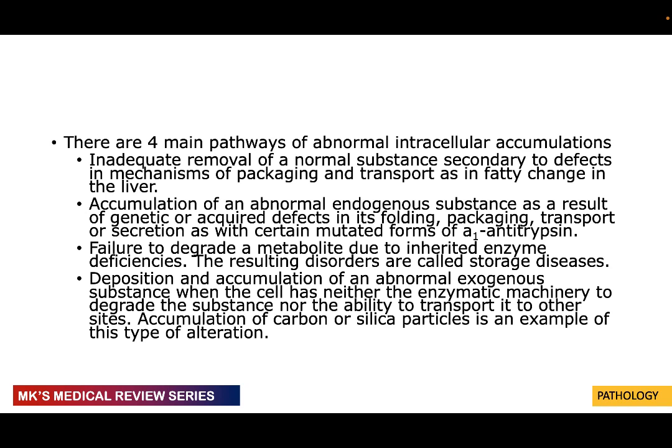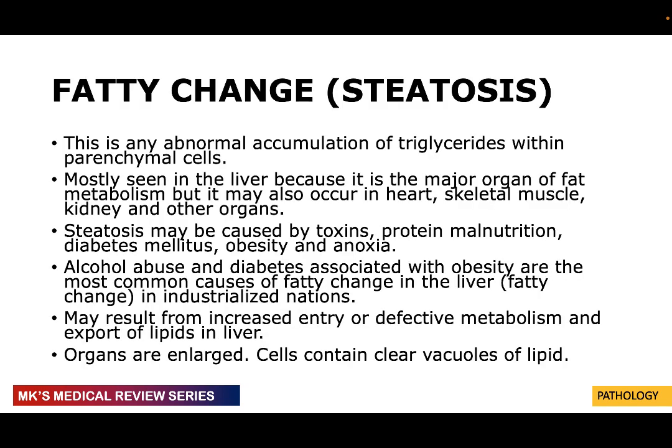The third type is failure to degrade a metabolite, due to maybe an enzyme being absent in the body. This is very common with storage diseases. The fourth type is accumulation of abnormal exogenous substances when the cell doesn't have the enzymes it needs to break down and degrade the substance, or it doesn't have the ability to transport it to other sites. For example, if carbon accumulates or even silica accumulates, this is an example of this mechanism. So those are the 4 pathways in which these intracellular substances deposit in various cells.